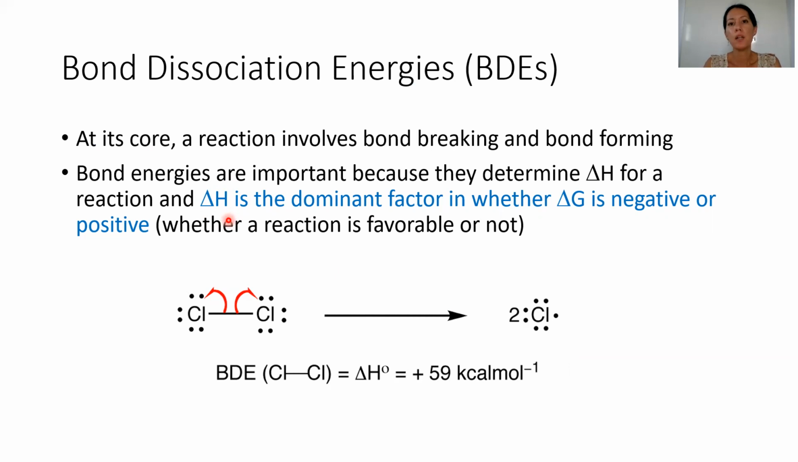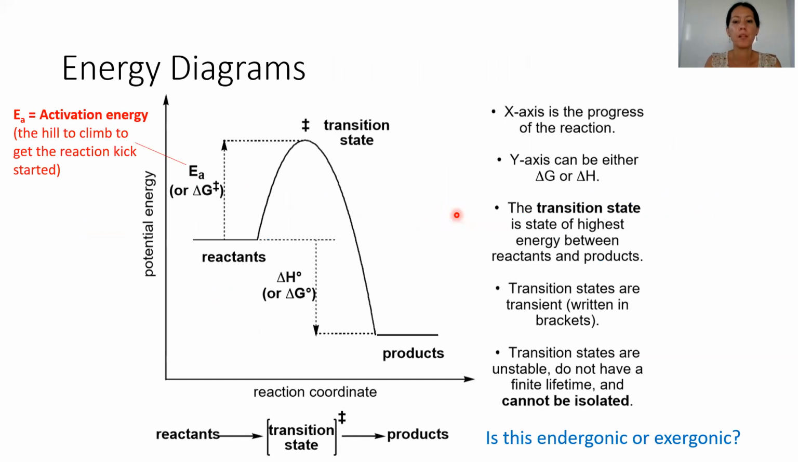So the one thing I want to point out to you is that delta G is based on delta H and delta S, but I'm going to tell you that delta H is the dominant factor. It plays a bigger role in whether or not delta G is negative or positive.